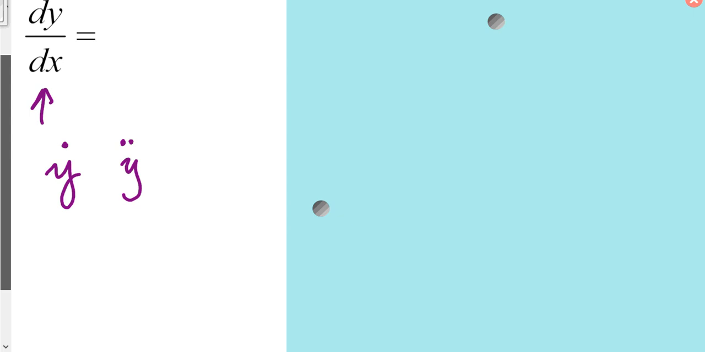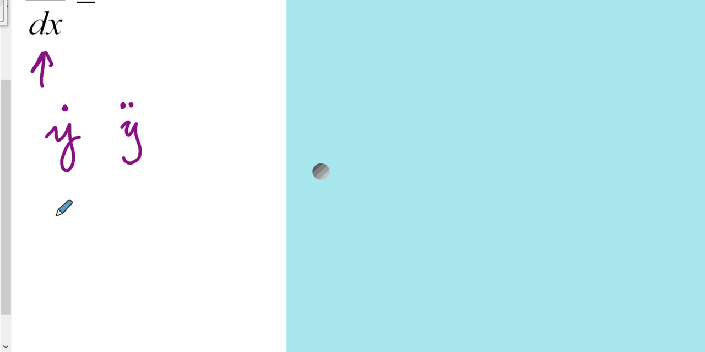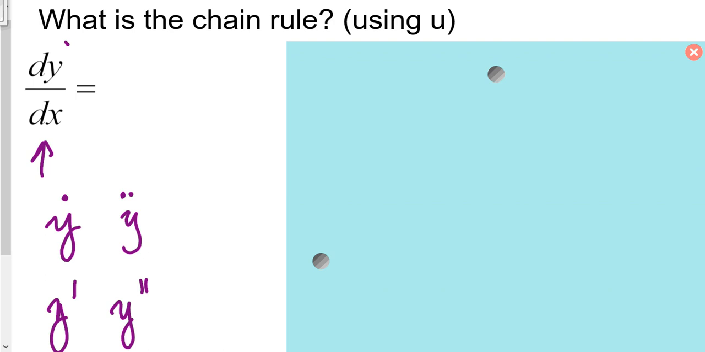Okay. Oh, actually, you know what? It's not Newton who's credited with the primes. It's Lagrange. I apologize to Lagrange. Lagrange, you're the one who came up with the primes. Newton had the dots. It's Leibniz, my dear, Leibniz who came up with this. And this is why Leibniz has my love.